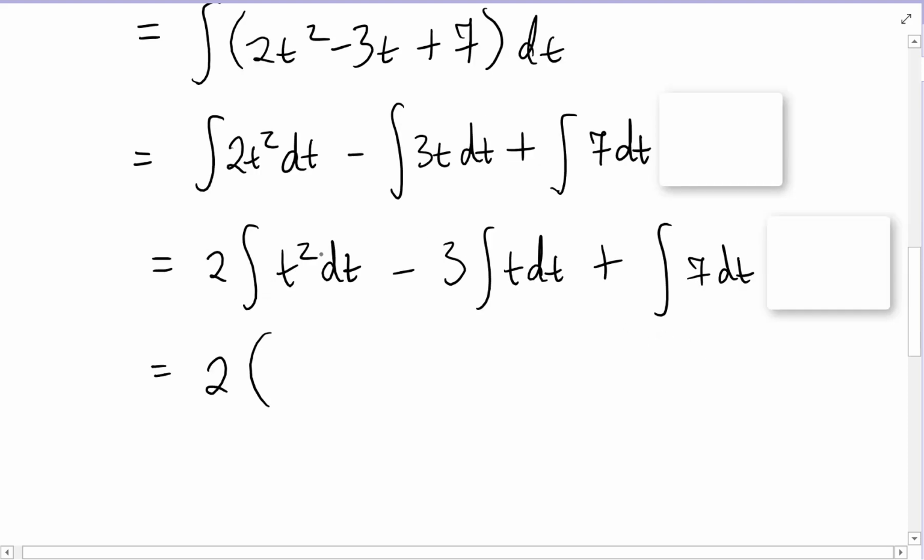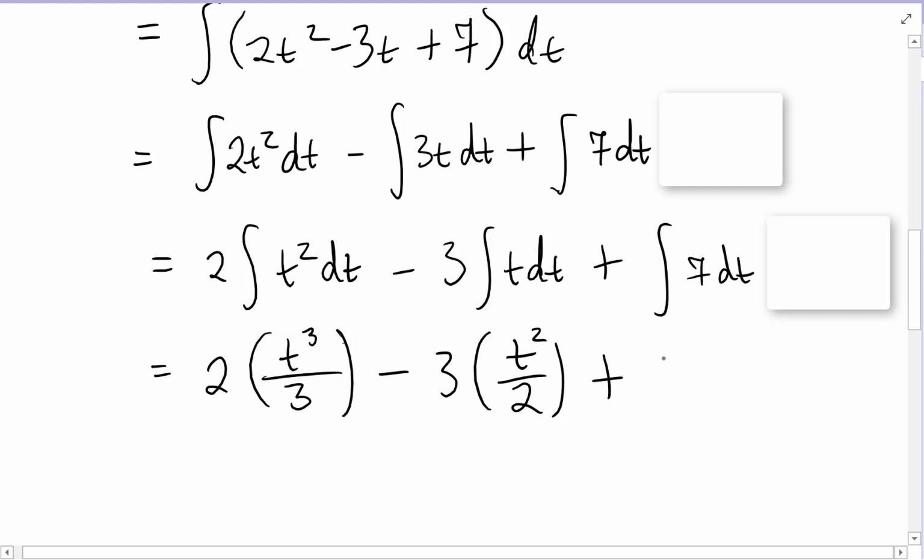The integral of t squared is t to the 2 plus 1, and that 2 plus 1, or that 3, is also the denominator, minus 3 times, this is t to the 1, so it should be t squared over 2, plus 7t plus c. This is the position function.